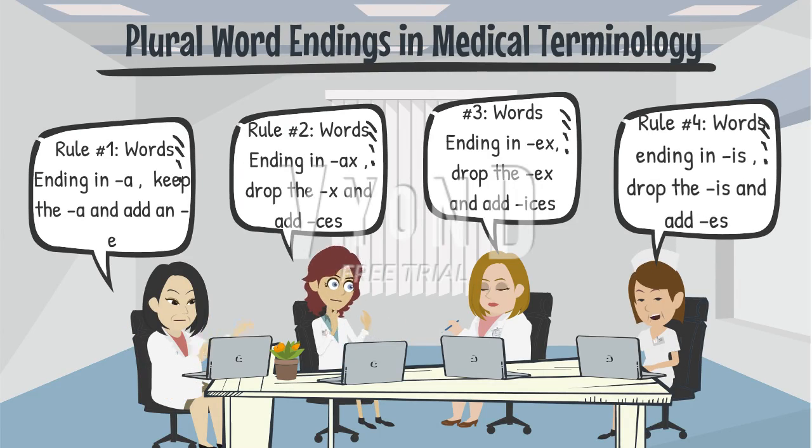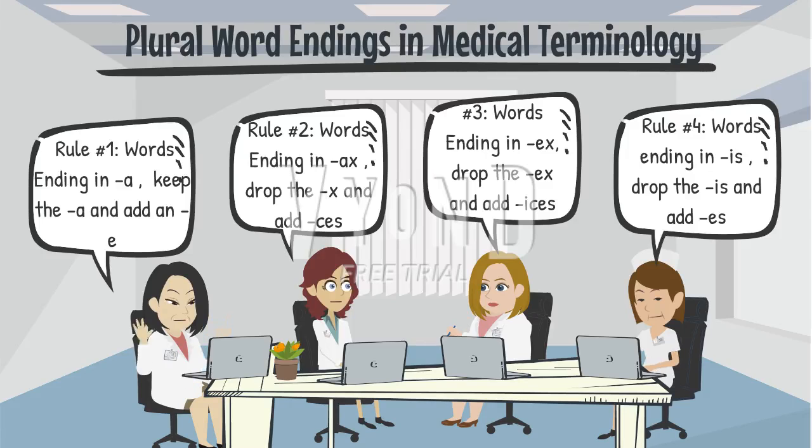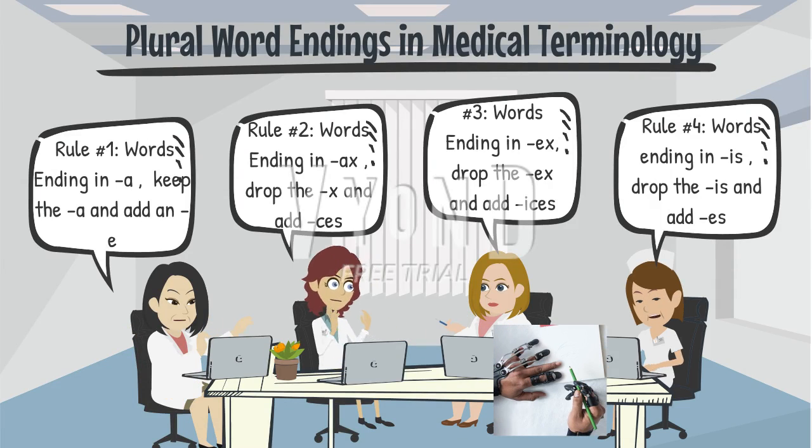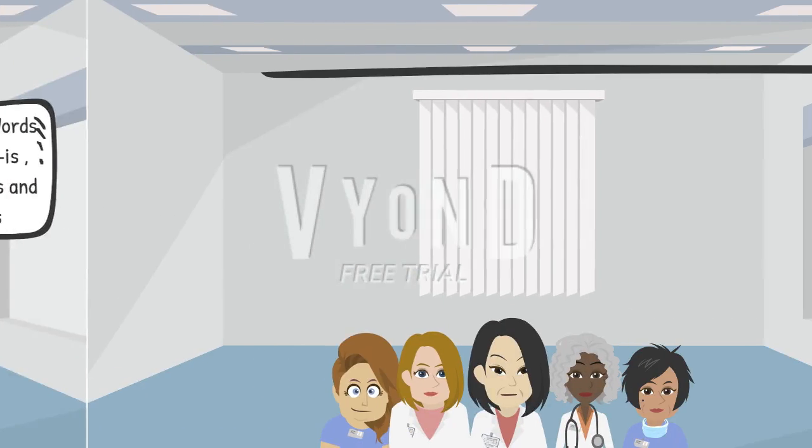Rule number 4. Words ending in IS. When the singular form of the word ends with IS, drop the I and add E. For example, anastomosis, anastomoses, prosthesis, prostheses.